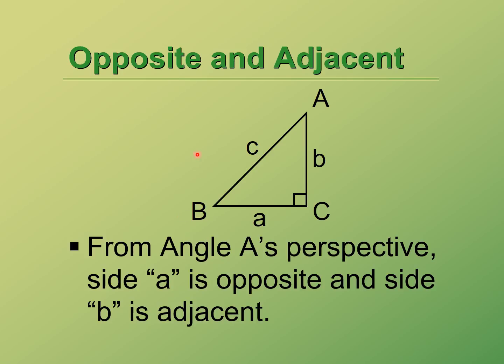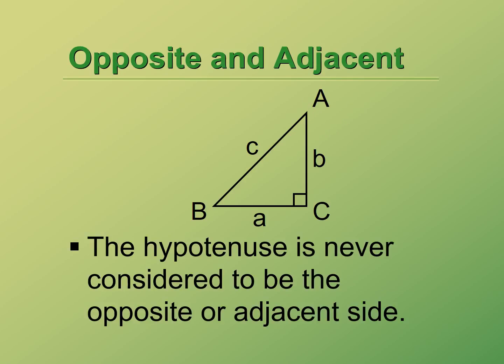Now we can switch locations and go hang out with our friend angle A. When we are hanging out with angle A, the opposite side would be side a, and the adjacent side would be side b, when you're looking from angle A's perspective. So once again, the hypotenuse is never, ever going to be considered the opposite or adjacent side.